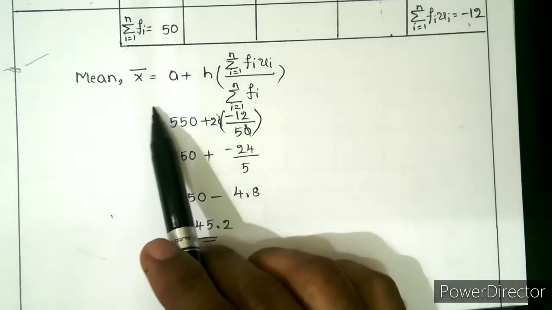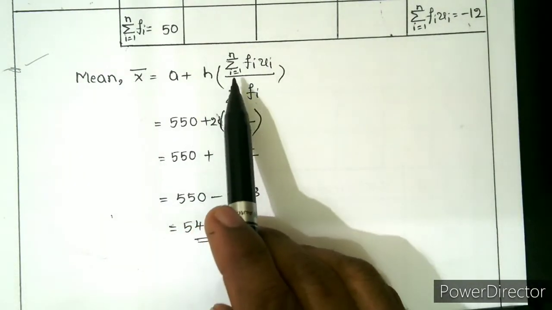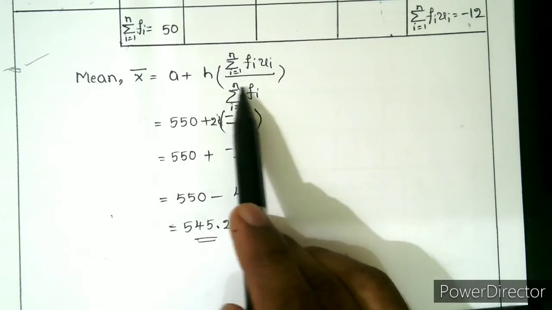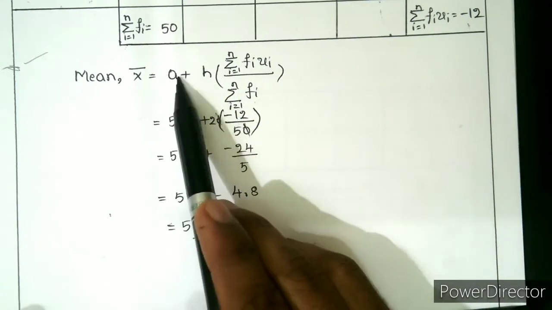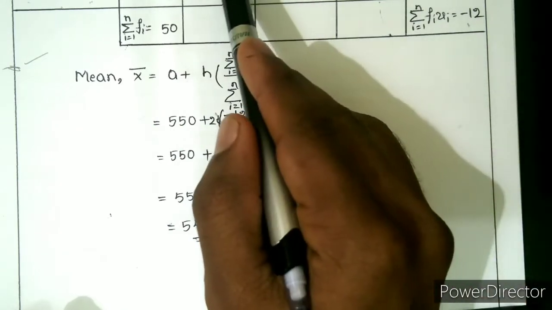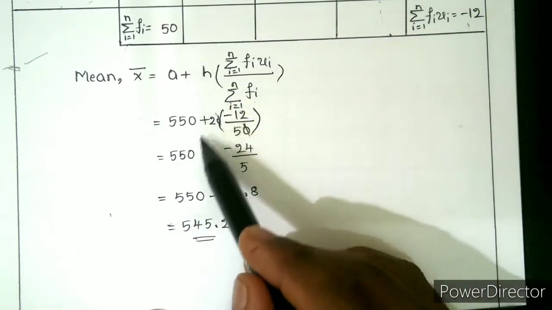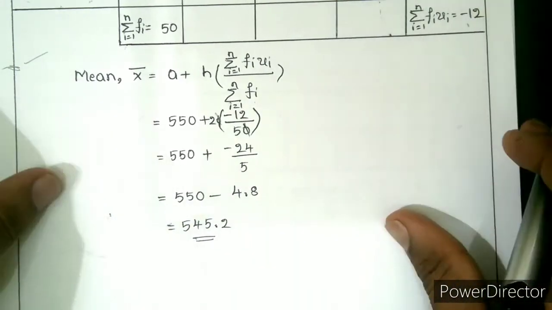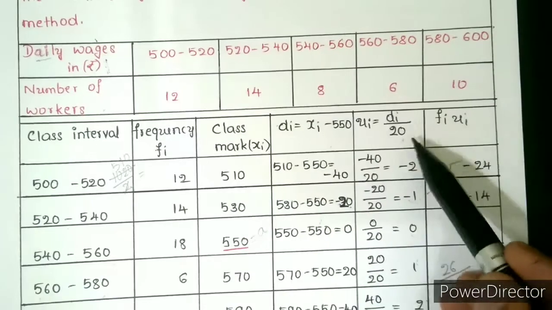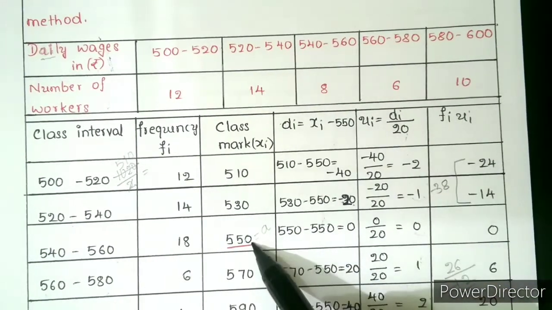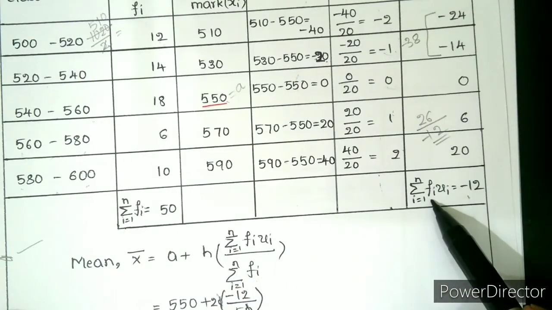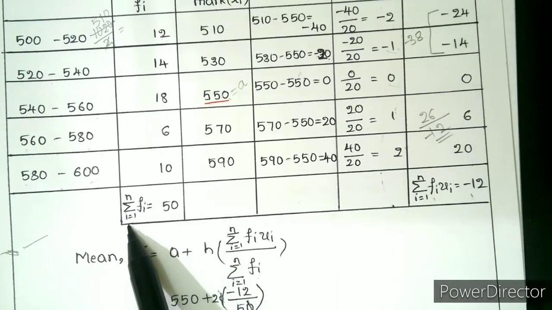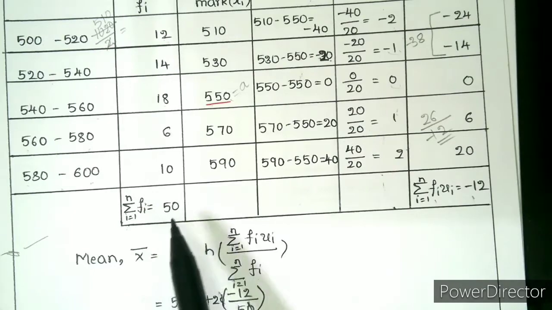So mean x bar is equal to a plus h times summation i equal to 1 to n fi ui divided by summation i equal to 1 to n fi. So a is equal to the value 550, and h is equal to 20, since you divided by 20 here. So you see that h is 20, a is equal to 550. The value of summation fi ui is equal to minus 12. The value of summation fi is equal to 50.